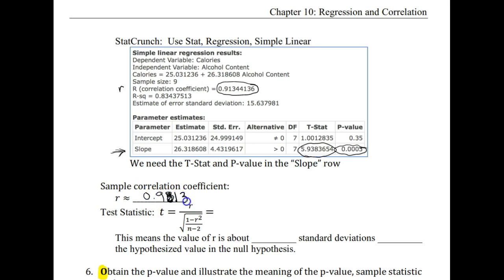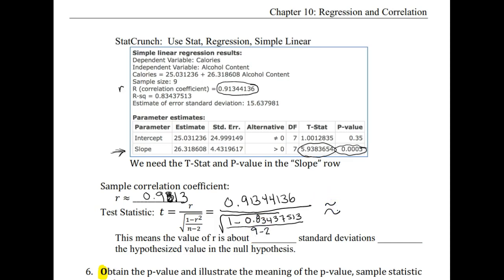Oops, 0.913. And our standardized score for that, to count standard deviations away from the center, we would take that value of R and divide by the standard deviation of that random variable, which is given to be the square root of (1 minus R squared) divided by (n minus 2). So in this case, the value of R squared is also displayed here, so we're just going to take that value of R squared, which is 0.83437513. And if we were going to use this in a further computation, we would keep all those decimal places in there. And our sample size here was 9.